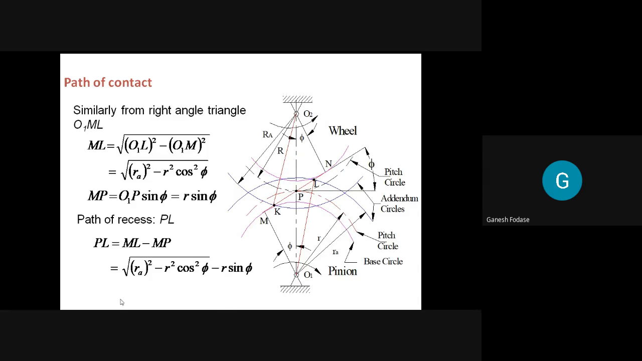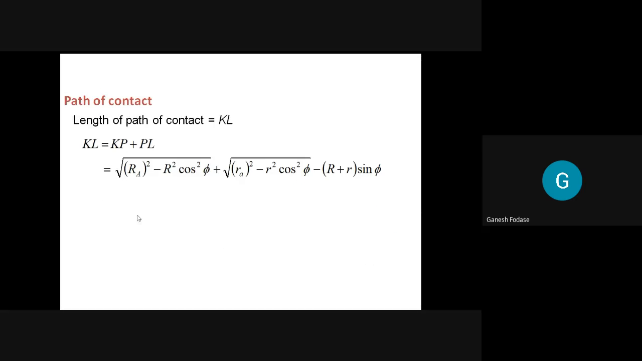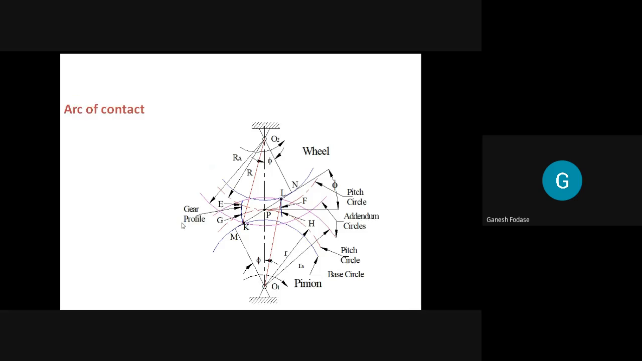Both are the same expressions, only the difference is that to find out path of recess, that is Pn, we use dimensions of pinion, while to find path of approach, that is Kp, we use dimensions of wheel. And if we add these two, that is approach plus recess, we get the expression for path of contact, that is KL is equal to Kp plus PL, which is this square root plus another square root minus R plus r sin phi. It is your expression for path of contact.